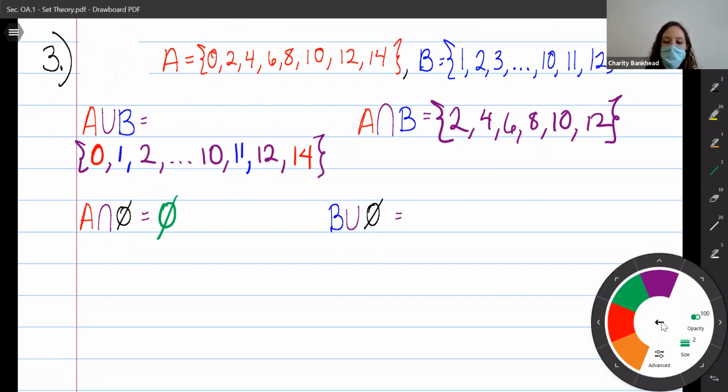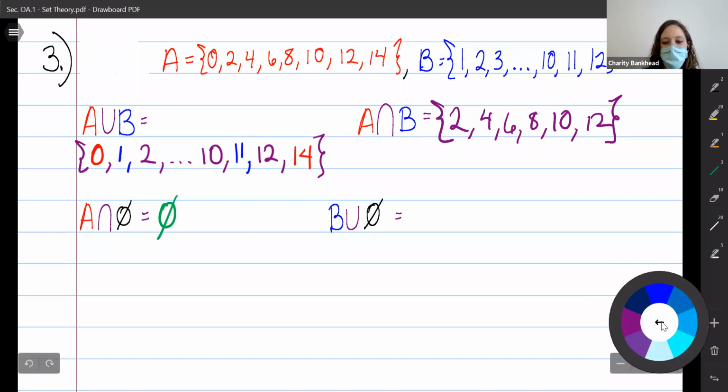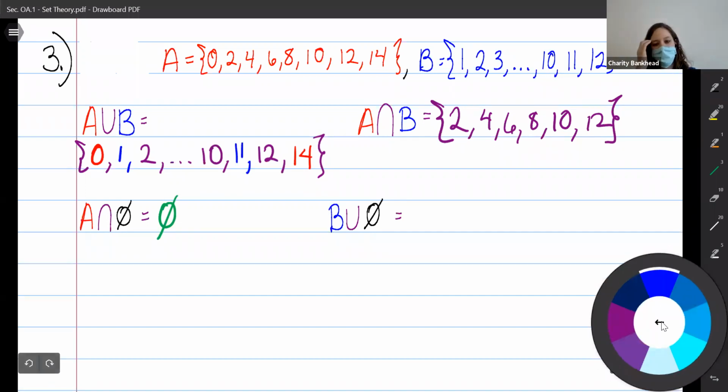All right. What about B union with the empty set? So in that case, with the union, you still have to include everything from B plus throw in everything from the empty set, which is nothing. So it's kind of like adding 0. So anything union with the empty set is just itself.